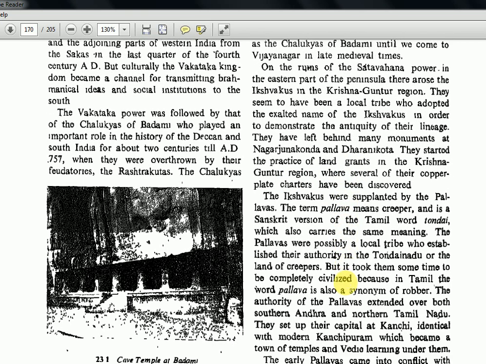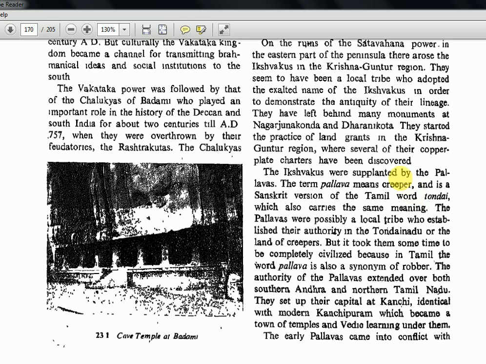Now the Ikshvakus were supplanted by the Pallavas, down south. So imagine, when you are reading each line, the map in your mind. Only then will you be able to connect. Satavahanas, Vakataka, Chalukya, Rashtrakuta are one line, and in the other line we are seeing Ikshvakus and Pallavas now, down south in the Tamil Nadu area.